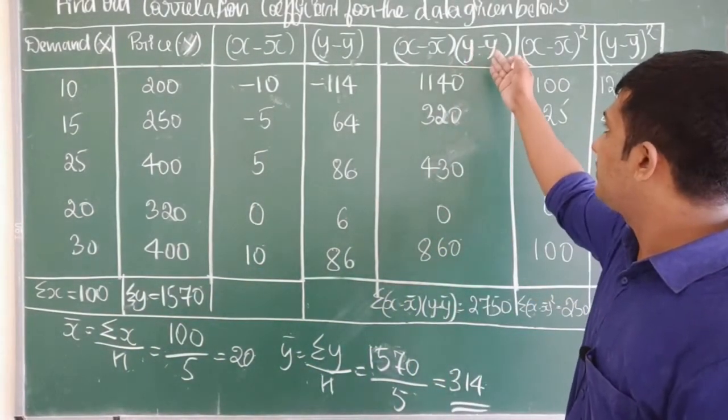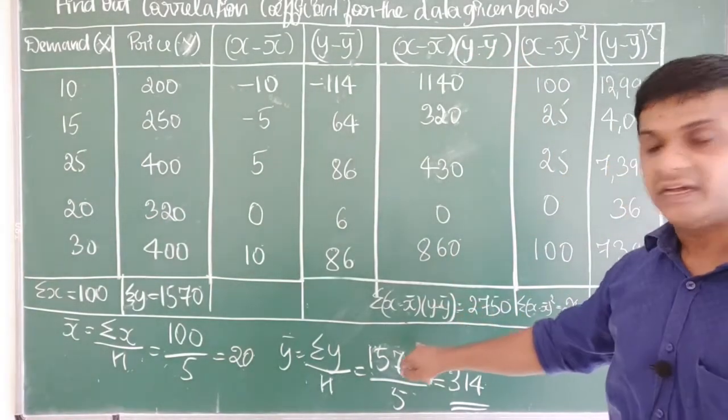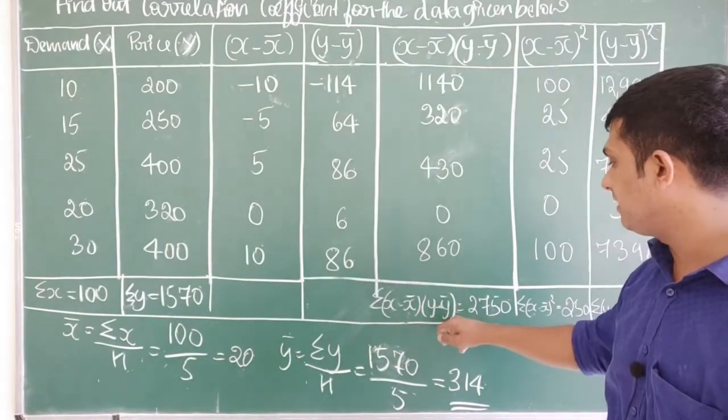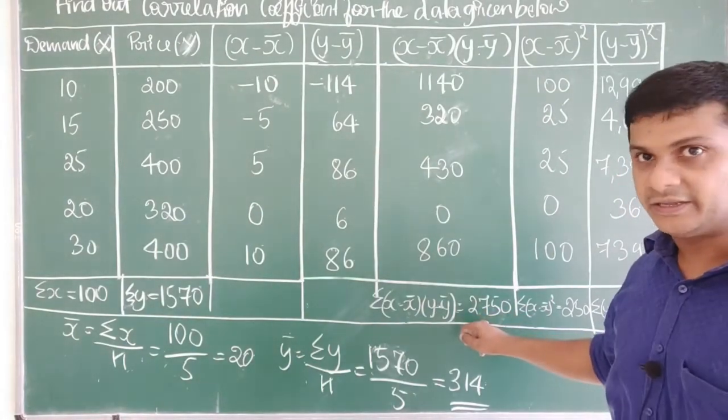X minus x bar, y minus y bar we have calculated previously. You need to sum it up. That is equal to sigma x minus x bar into y minus y bar, which is equal to 2750. So this is our numerator in the calculation.